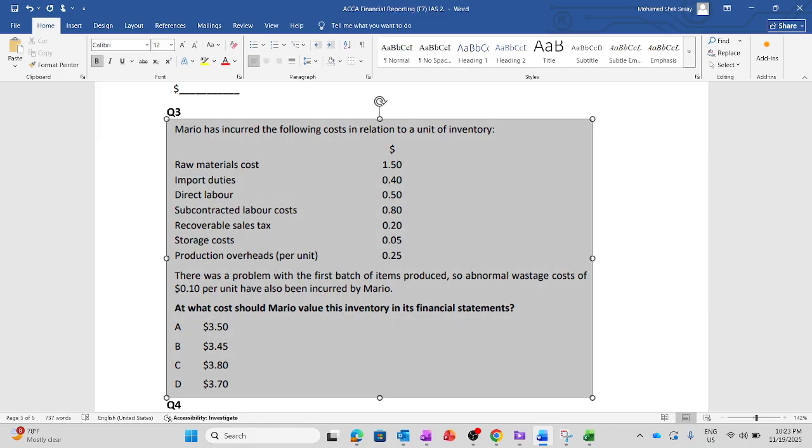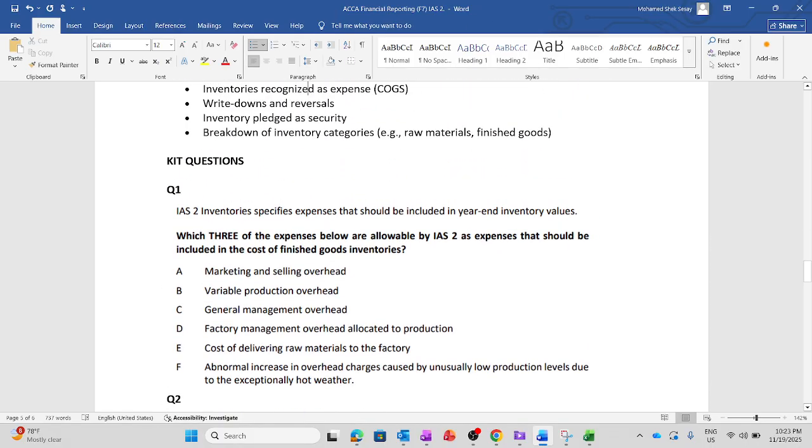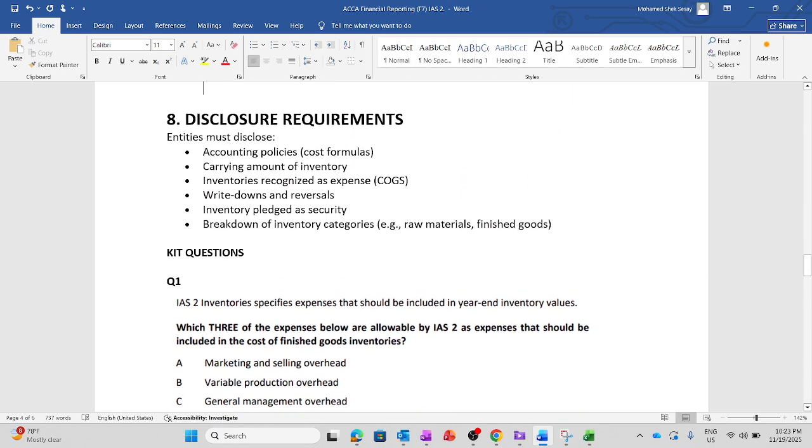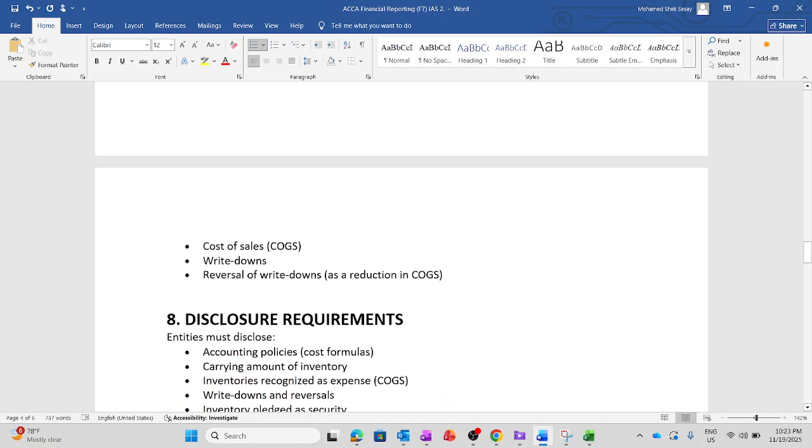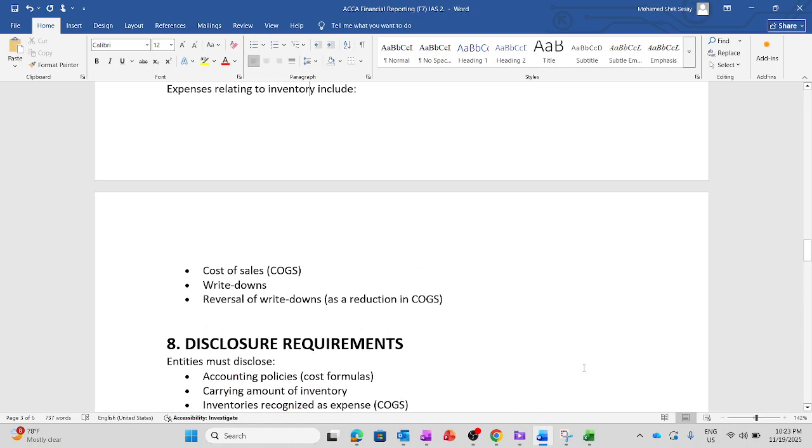So very important concept that you need to know, and also you need to know how the disclosure requirements might be tested in the examination.